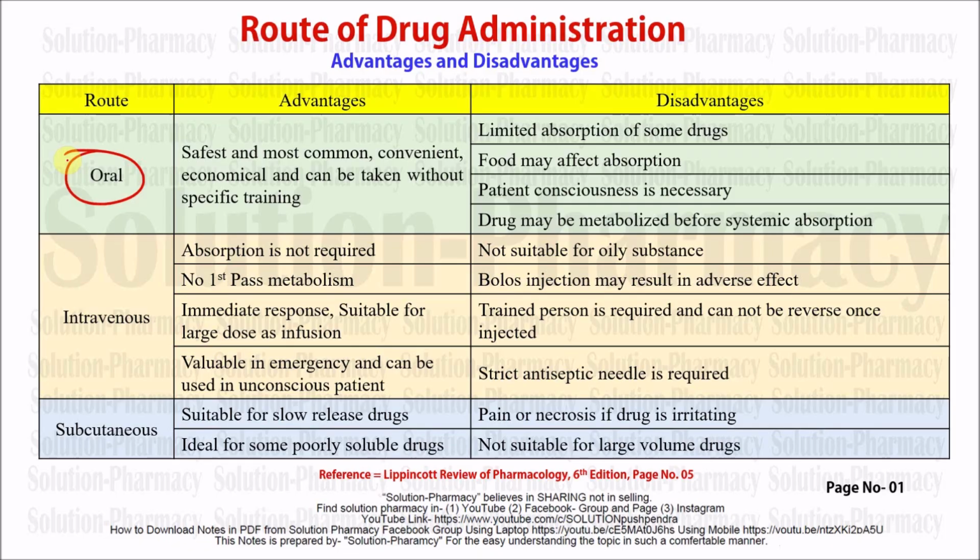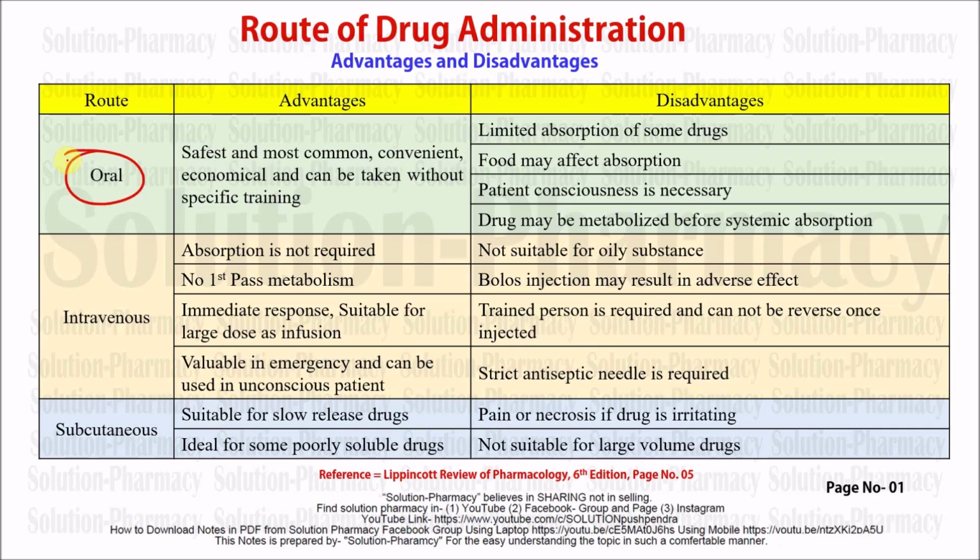Second one, food may affect absorption. Suppose I have taken a heavy meal or a meal containing some fat, some citric acid or vitamin C containing food. So that food which I have taken as part of my breakfast, lunch or dinner, and then after that I take any kind of drug, tablet or capsule via the oral route, that drug may be affected by the food present in my stomach. That particular food can affect the absorption of the drug which I have taken after the meal.